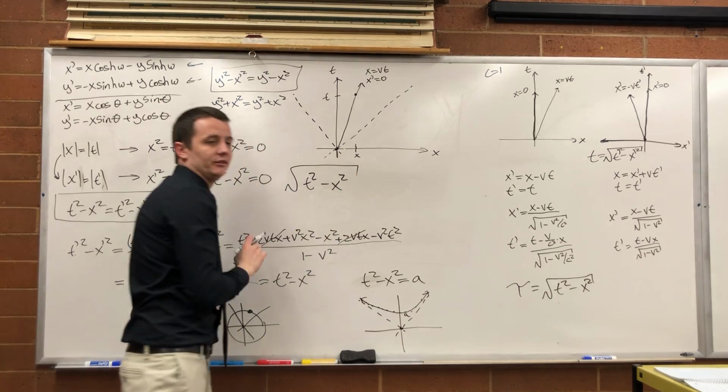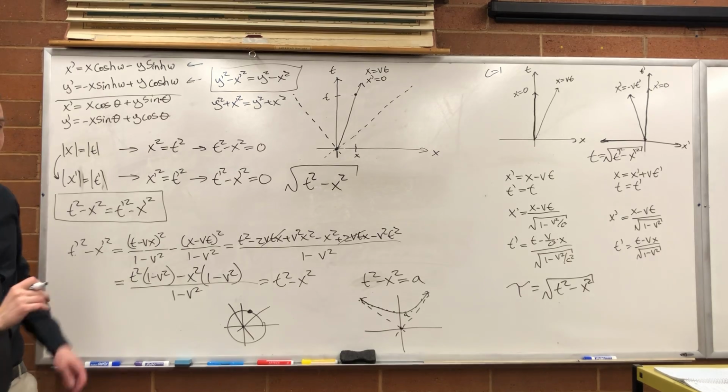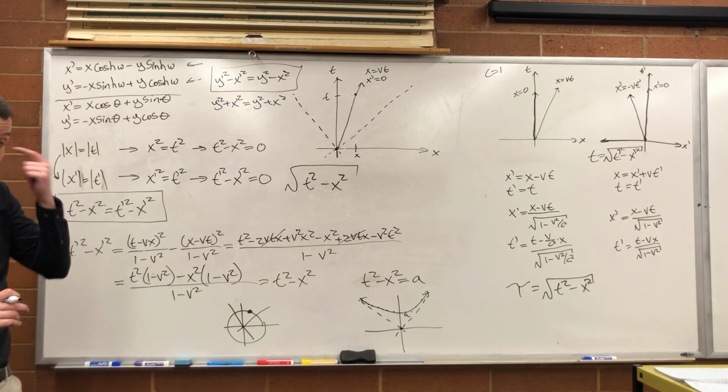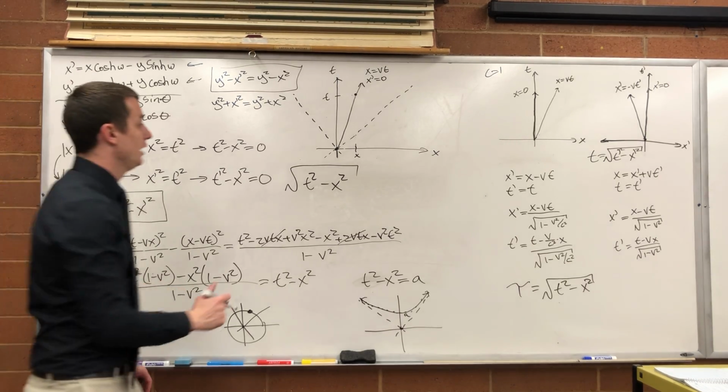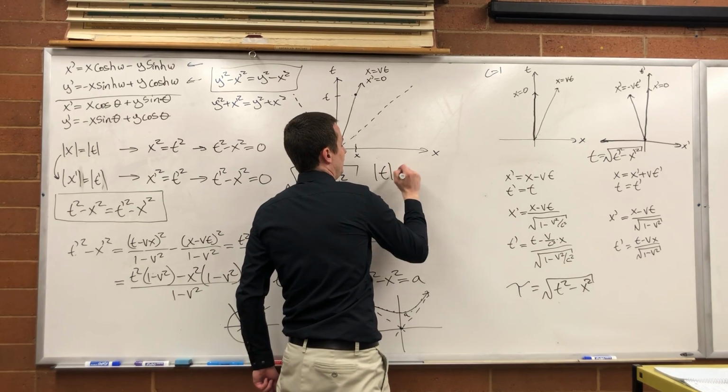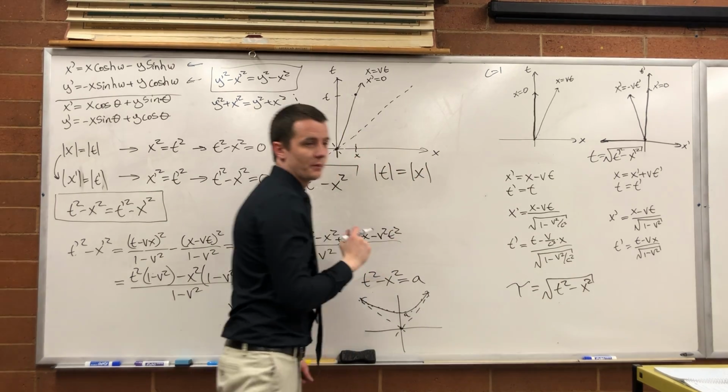But when else can we get 0 here? They can both be 0, that's one way we get 0. How else can we get 0 there? Every time they're the same. Every time we have the absolute value of t is equal to the absolute value of x. When does that happen?